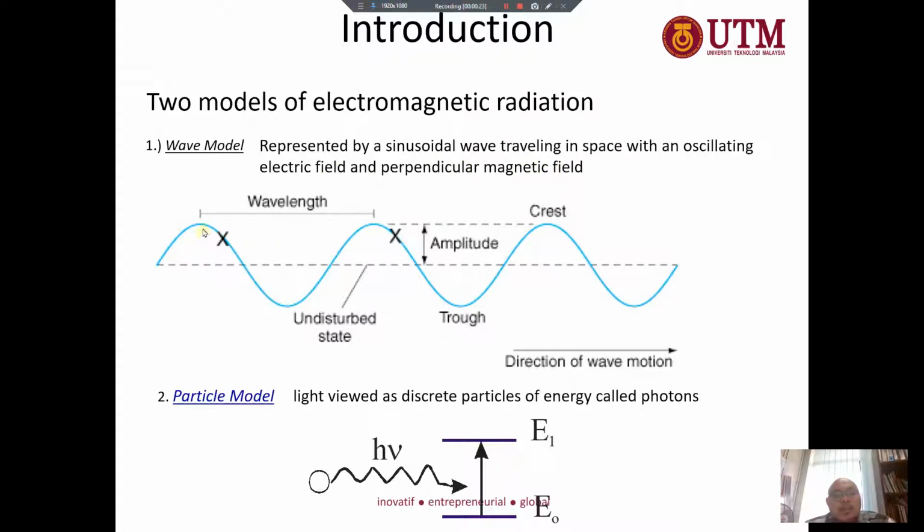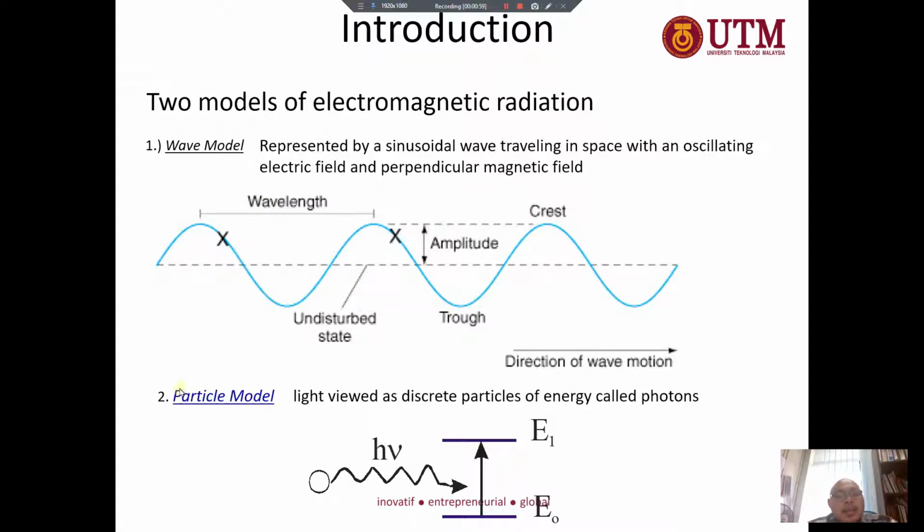Okay, the wavelength is the complete cycle of the wave. For example, you have the starting point at the top until it goes up again. This is the length of the wavelength. As the wavelength becomes longer, the energy becomes lower. But when the wavelength becomes shorter, the energy becomes higher. Okay, this is the first kind of model of electromagnetic radiation.